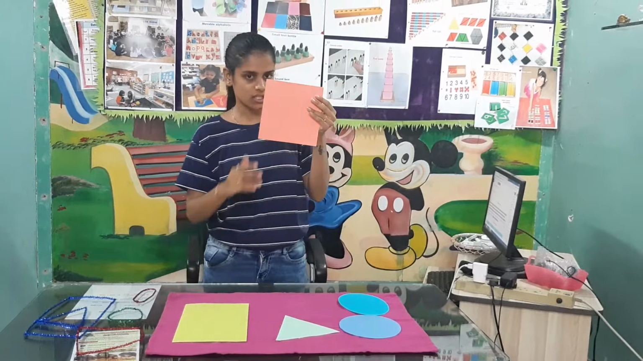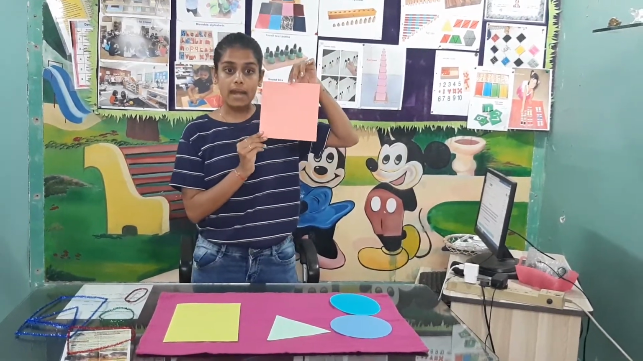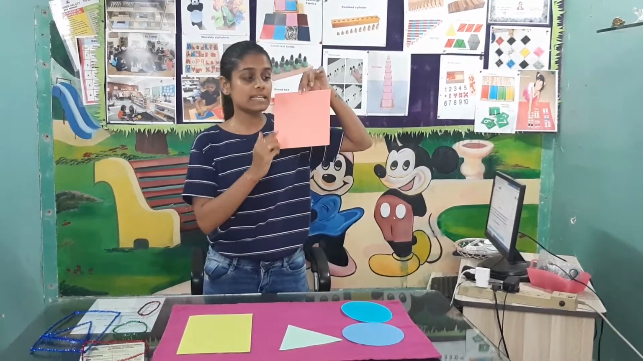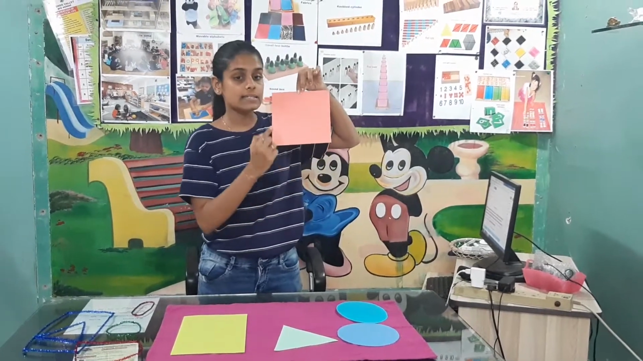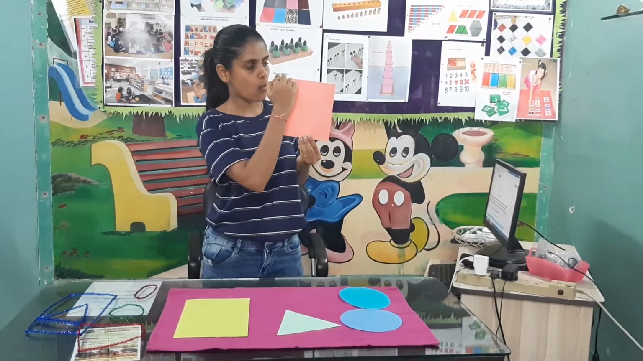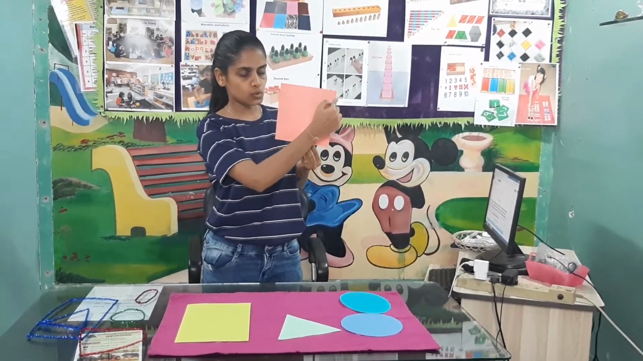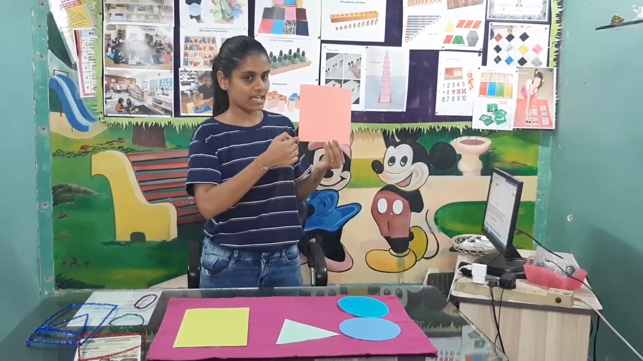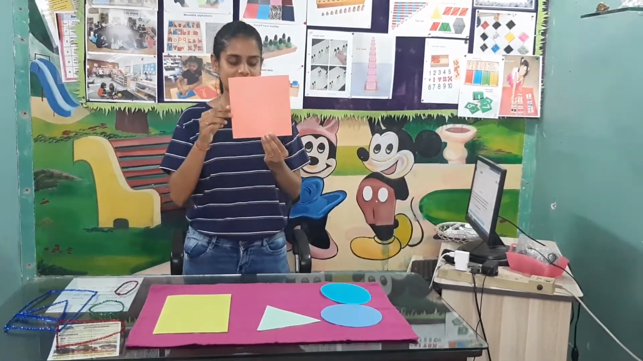Okay, so the first shape is a square. Which shape is this? Repeat after me. Square. A square has four equal sides. 1, 2, 3, 4. Right.